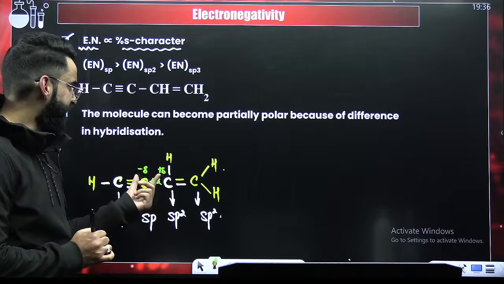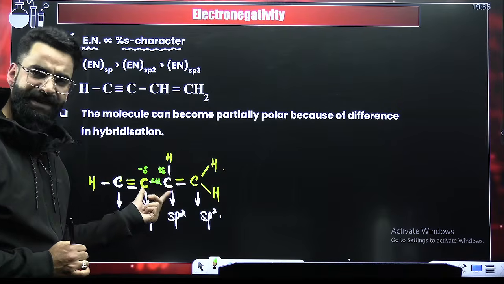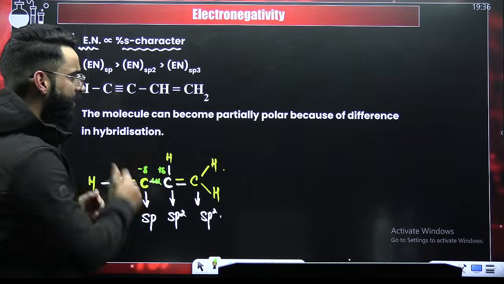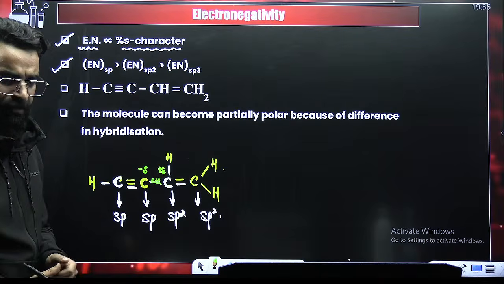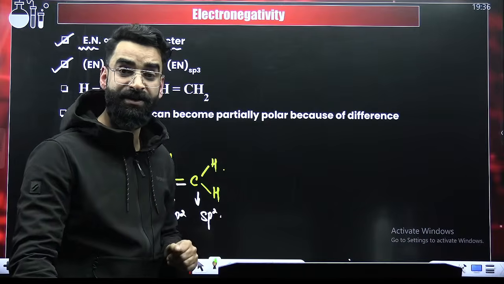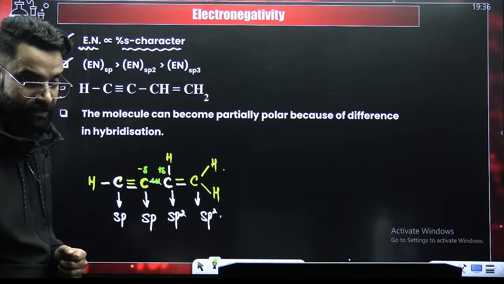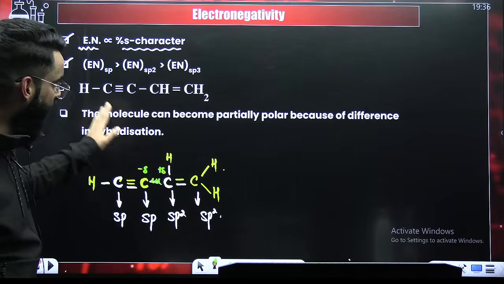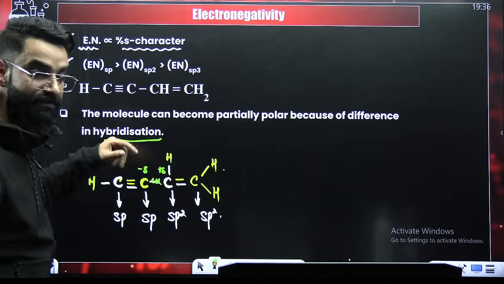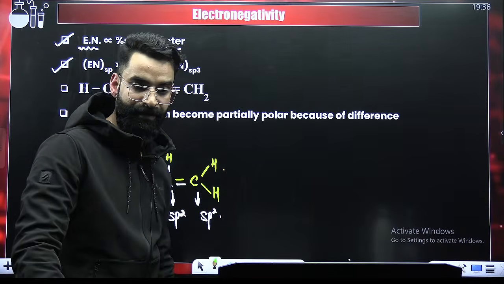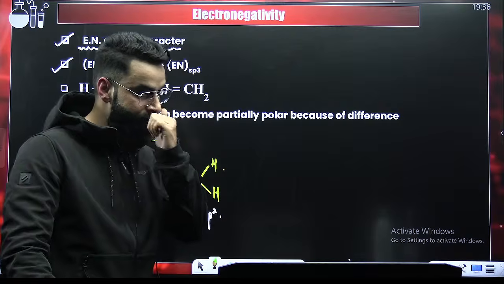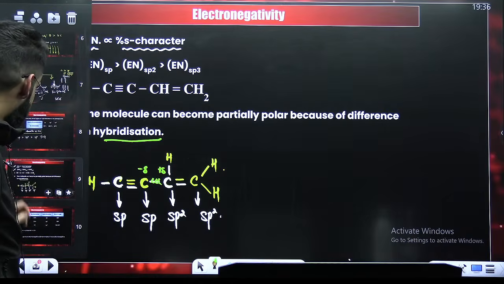So can I say, due to the difference in the hybridization, due to the difference in the electronegativities, can I say a molecule got partially polar? Partial polar character got developed in a molecule due to the difference in the hybridizations, due to the difference in the electronegativities. Say yes or no in the chats. So I would say the molecule can become partially polar because of the difference in the hybridization, right? Because of the difference in the electronegativities. Yeah? Am I clear with this, everyone? And if I'm clear with this, let's talk about a few more things.